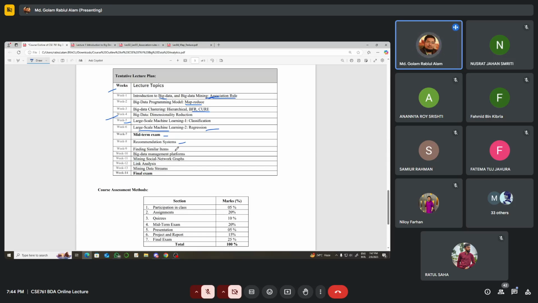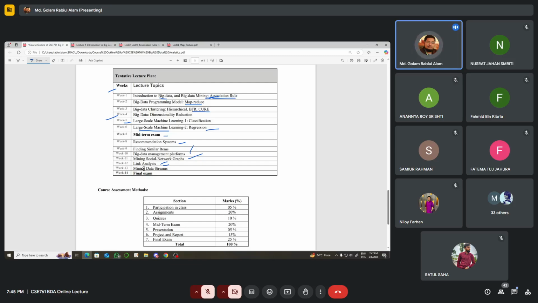This will be the extended version of finding the similar items. And then we will discuss the big data management platforms, that is different platforms like Hadoop and Spark. Then we will discuss social network mining, specifically the graph mining algorithms. And then we will discuss link analysis. There are several link analysis approaches for the big data problem. We will discuss that.